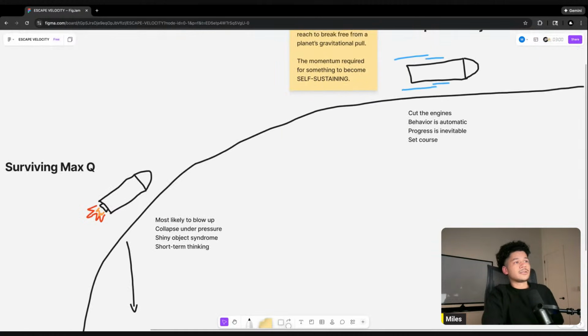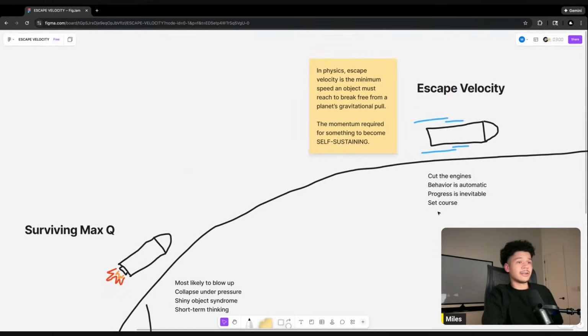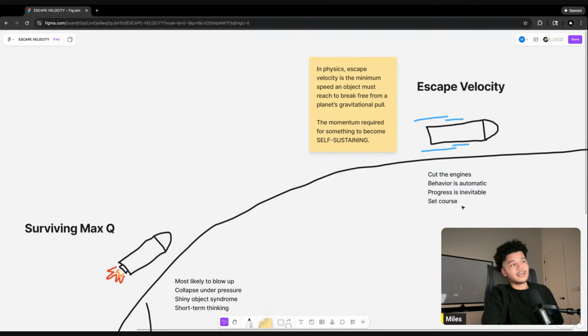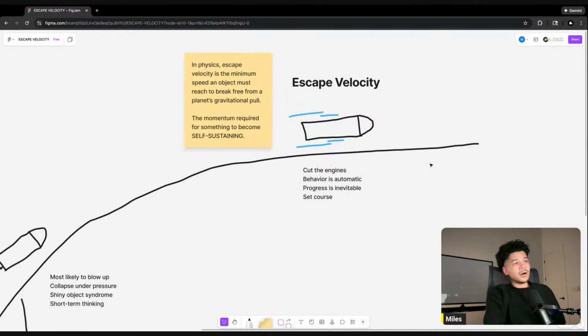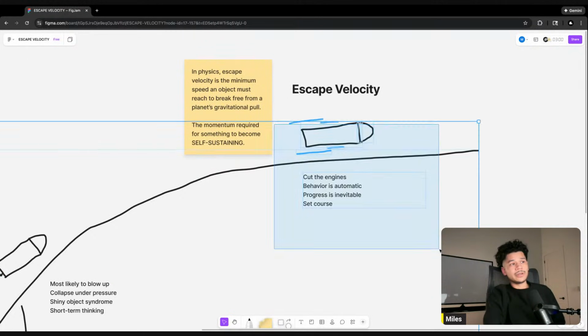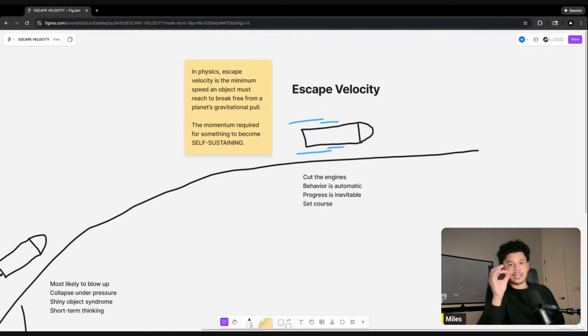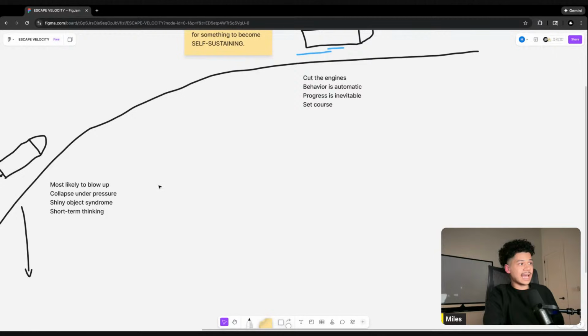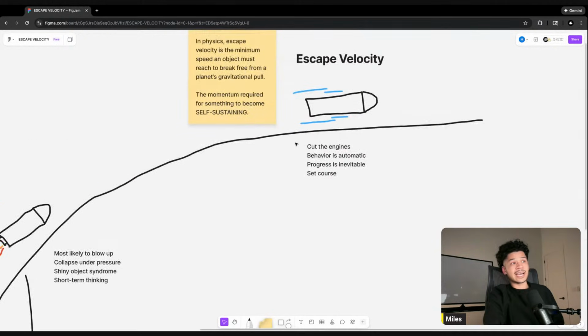All right, so now we're gonna get into the key here, okay? And then I'm gonna tie it all back. So escape velocity. This is something that most people who have dogs don't even believe exists. This is when the momentum that you created, the kinetic energy that you're carrying after expending all of this effort and energy over here, the kinetic energy just carries the rocket forward. This is when you cut the engines and you just coast at an incredible speed.